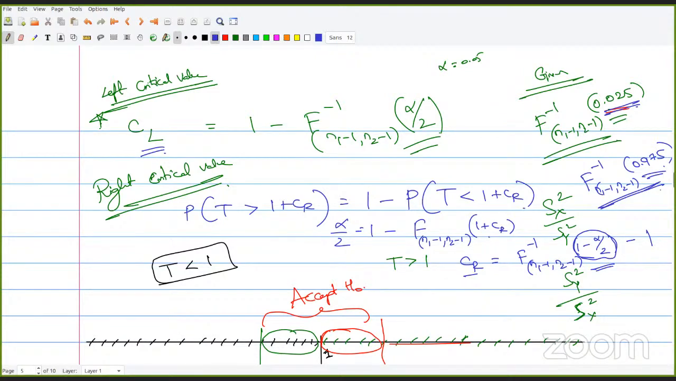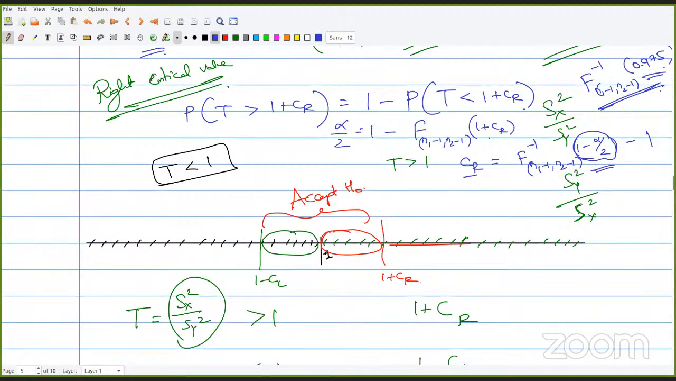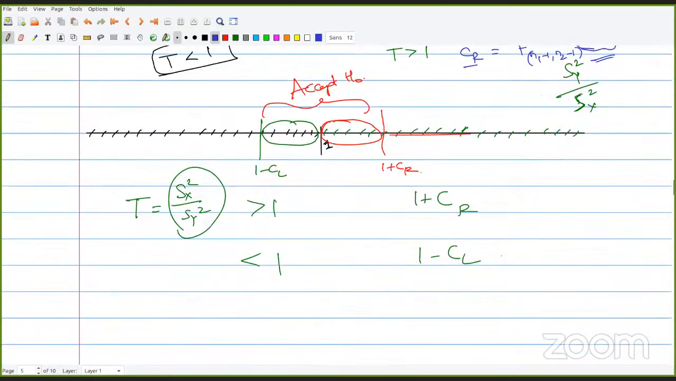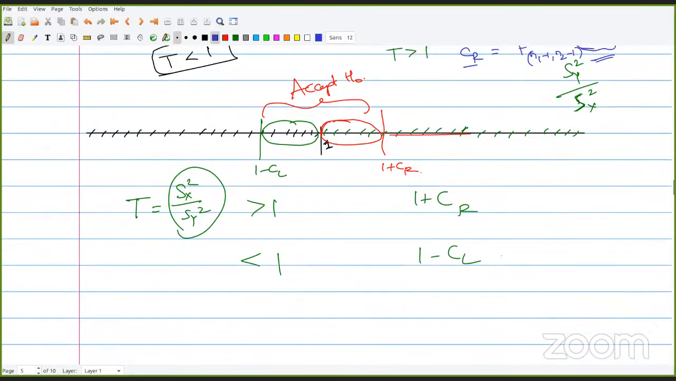The test statistic will give a more clear picture: what is the value of that ratio, whether it is more than 1 or less than 1. That gives a more clear picture, so you can go with this way.